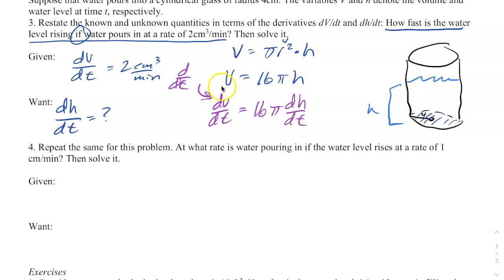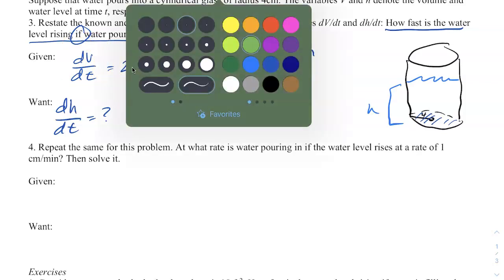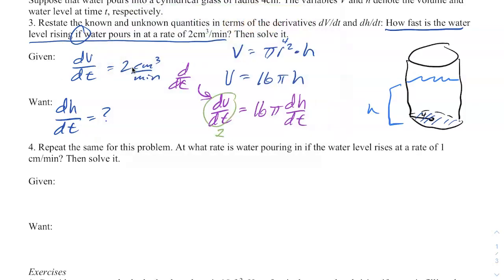All we did is take a derivative. The derivative of V is this one, wrong variable. The derivative of 16 pi h is just a linear term, so it's just 16 pi. But don't forget, wrong variable, right? We're taking the derivative with respect to t. And now you plug in what you have. We have the volume rate is 2, so we can plug 2 in right here. 2 equals 16 pi dh/dt.